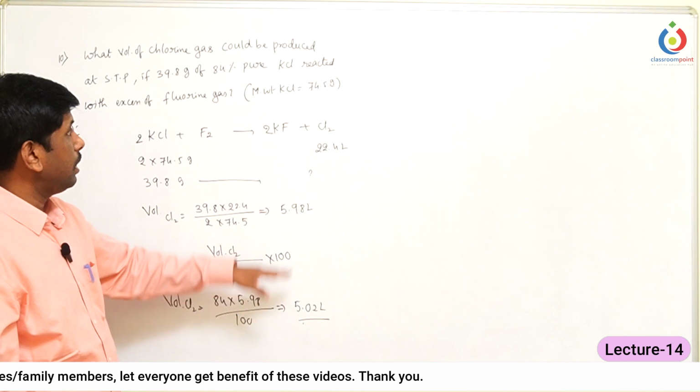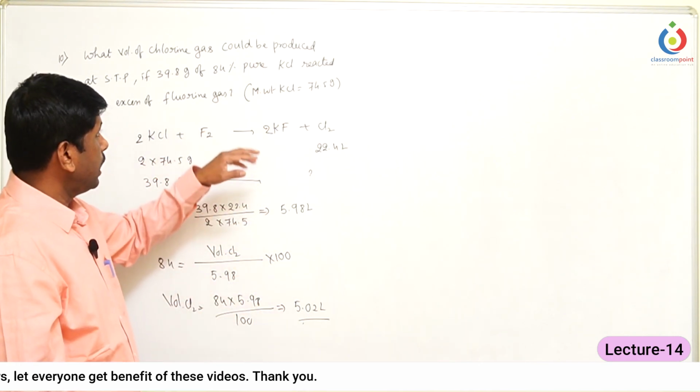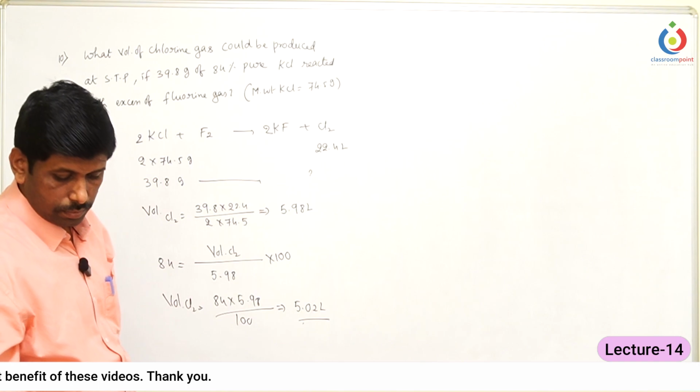So this much volume of the potassium chloride on reaction will produce the chlorine gas.